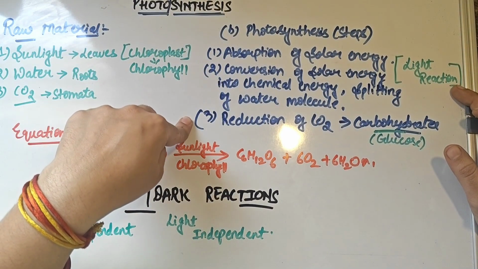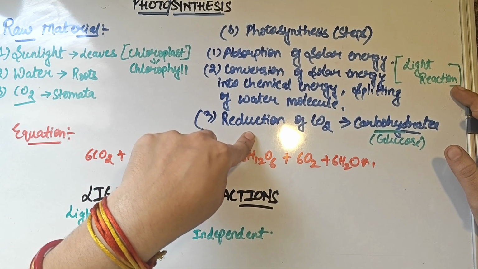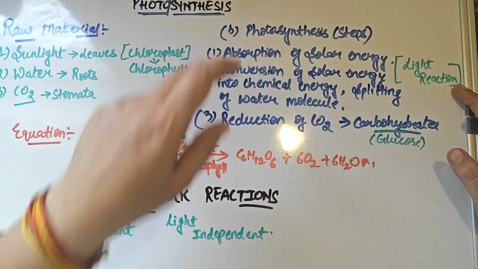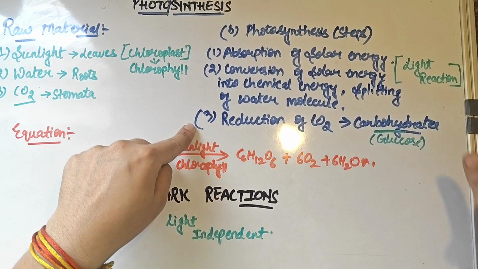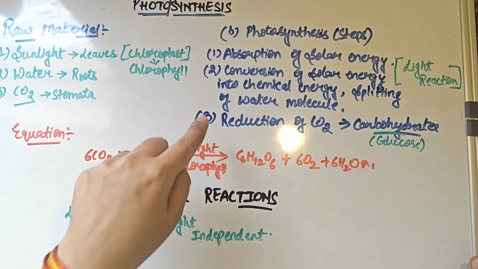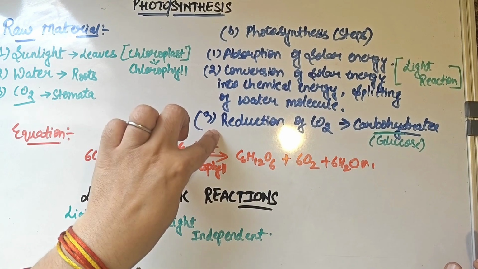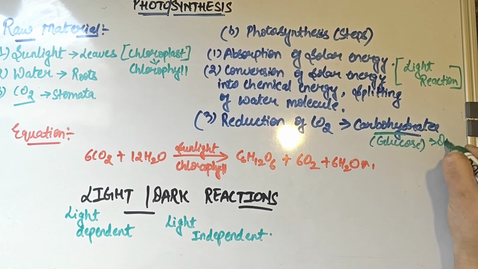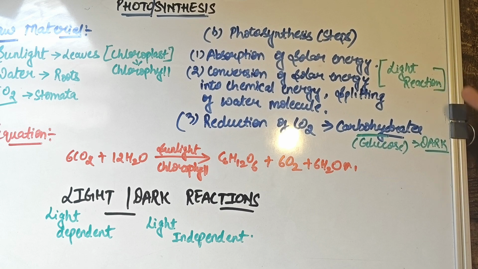Now this third step that we are talking about actually does not require mainly sunlight. These two steps are dependent on light. Without sunlight, these two steps won't happen. That is why we call them light dependent or light reaction. But this third step does not require the presence of sunlight. Even in the absence of sunlight, this step would happen. And that is the very same reason we call this reaction a dark reaction. So you should be very clear what a light and a dark reaction is.